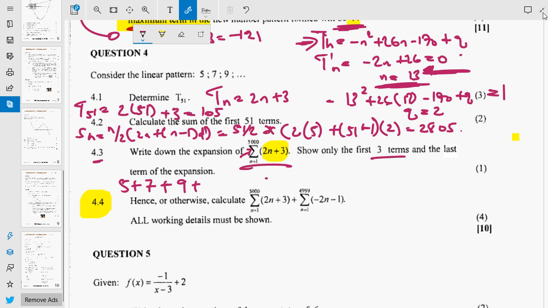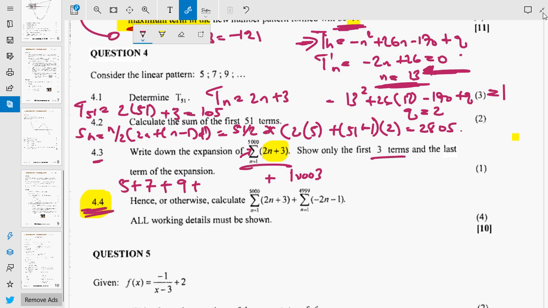Okay. Now, the last term will be given by 2 times 5,000, because this summation goes all the way to 5,000. So it will be 2 times 5,000 plus 3, and there I'm going to get 10,003. Okay, so let me read again. Show only the first 3 terms and the last term of the expansion. Okay, that is what I've done.